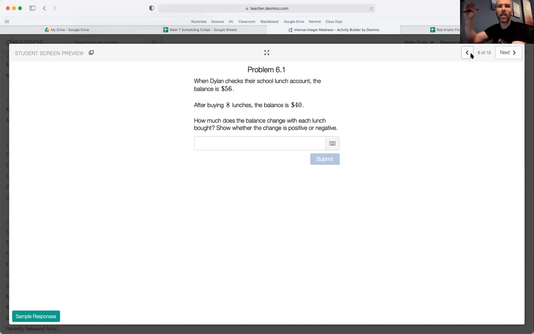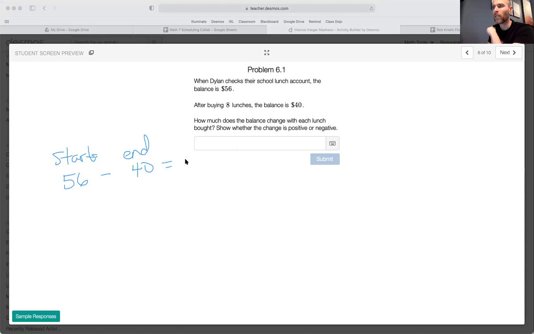Okay, well, it sounds like the change is negative, right? Every time Dylan buys a lunch, the balance goes down. So it's changing in a downward direction. That's a negative change. We just have to figure out how much that change is. Well, let's figure out how much the money changed by. Dylan started with $56 and ended with $40. So what was the difference there? What was the total change?